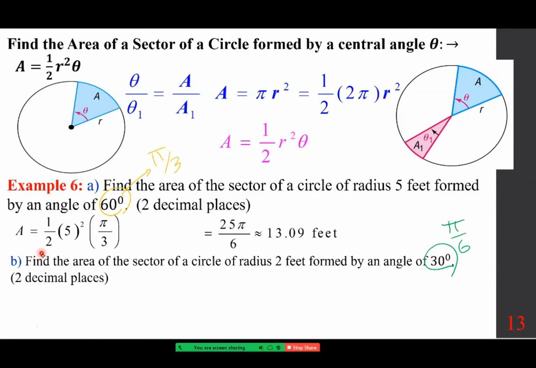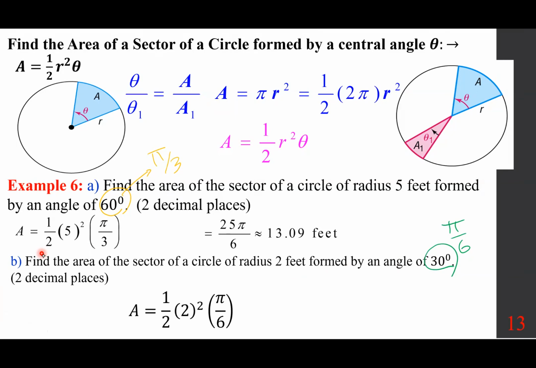So 1/2 r squared theta, and replace the r with 2 and theta with pi over 6. And it gives you pi over 3 precisely and roughly 1.05. And as I mentioned, we are going to use the same unit as the radius. So precise answer. It's a good practice to have both answers.